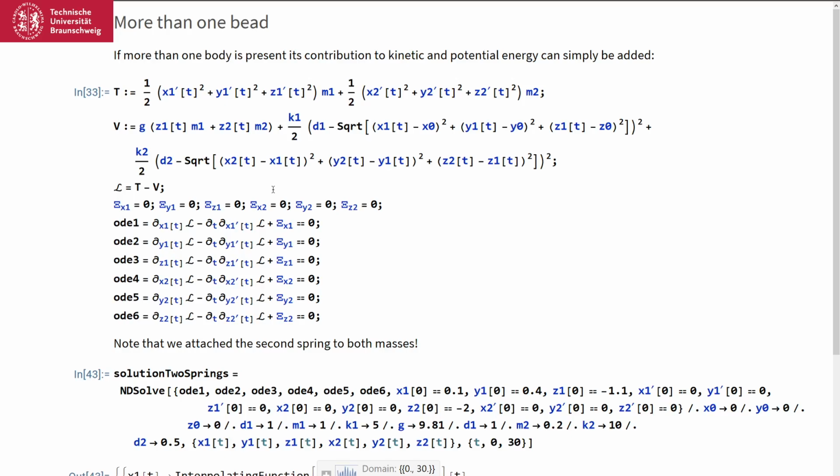Now we have put all the energies together and we get the Lagrangian. Now we have 6 degrees of freedom, and we have to solve for 6 degrees of freedom. Everything is the same, we just do it for more degrees of freedom. We have to specify more initial conditions and more parameters, like mass 1, mass 2, K1, K2, D1, D2, and then solve for all of them again.